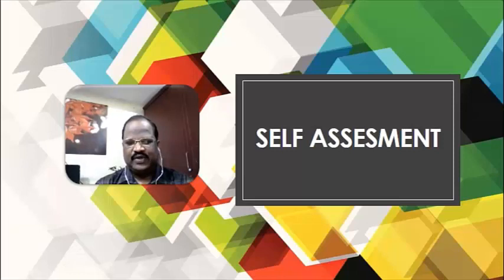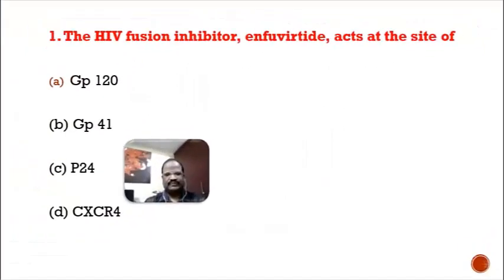In this video, we are going to assess our knowledge in antiretroviral therapy by using some multiple choice questions. To start, the first question: the HIV fusion inhibitor enfuvirtide acts at the site of option A GP120, B GP41, C P24, D CXCR4.